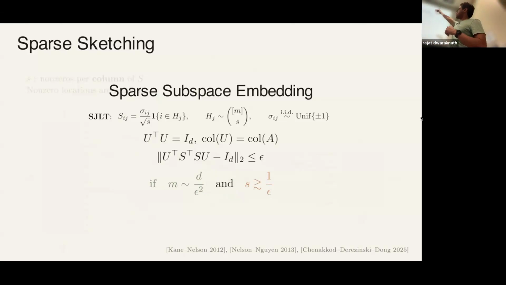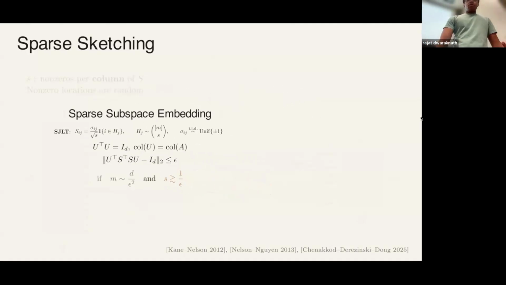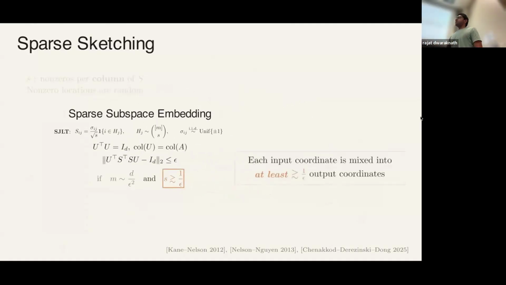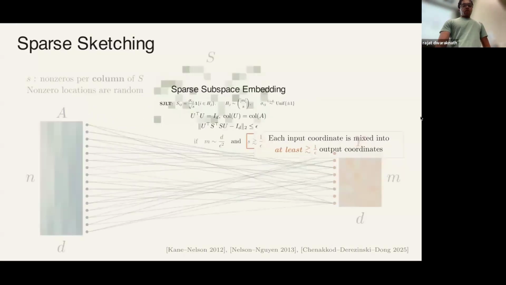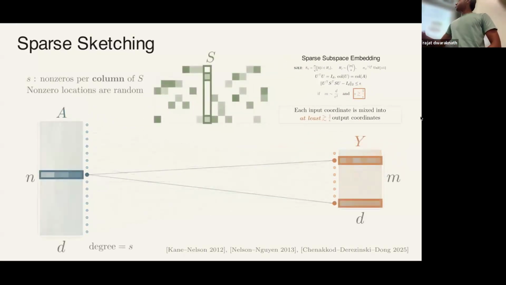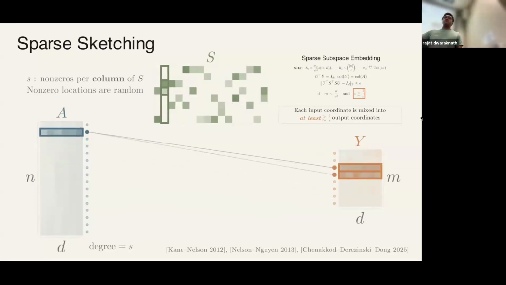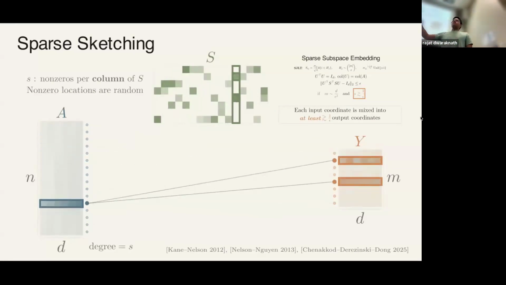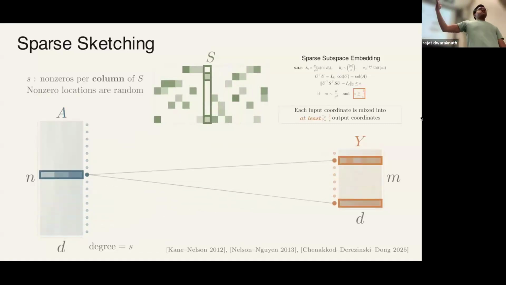So what we said was, okay, we're going to choose non-zero locations in my S, but I need to have at least 1/epsilon of them per column be non-zero. Now, intuitively, you can go back to the graph picture and say that each input coordinate is mixed into at least 1/epsilon output coordinates, right? In terms of the graph, this is basically a statement about the left degree of this bipartite graph. So every single row here has at least s output rows. And to make it nice and structured, we'll just say all input rows are mapped to exactly s output rows. Cool.